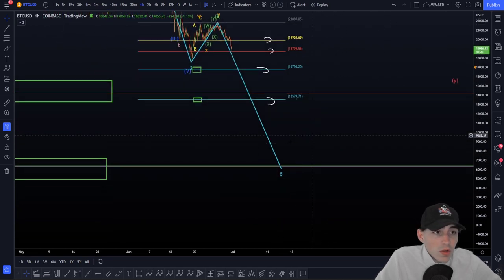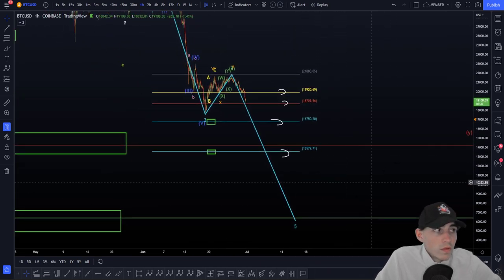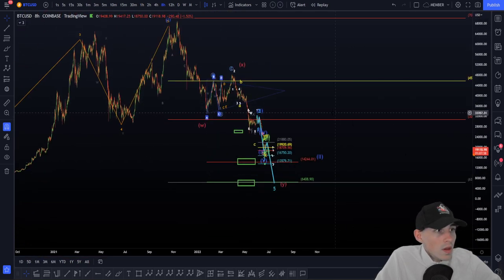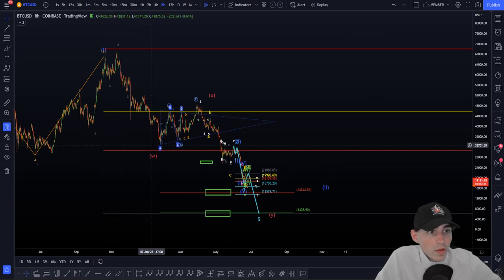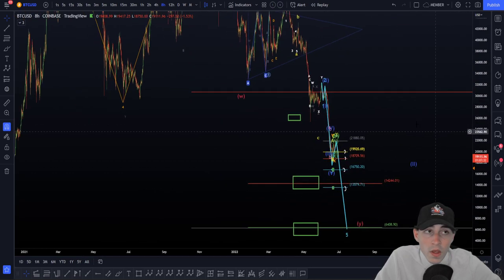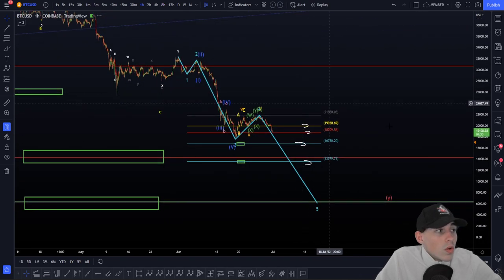With 6k, because this is a target also 6k, for the bigger Y leg here on a bigger time frame. This one, the double XY here: W here, X retracement, then a Y leg to the downside here. These are the targets of the Y leg. So are we going to do an extension or not? Only time can tell us.